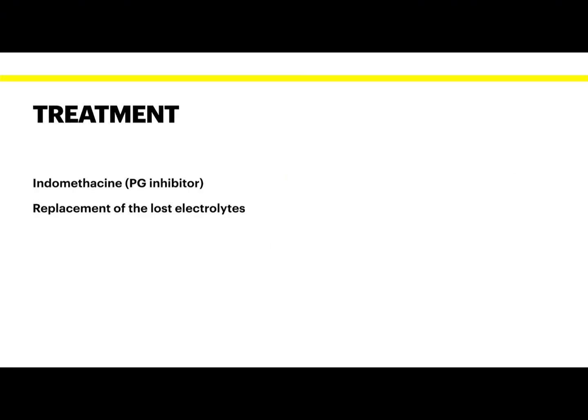The treatment of Bartter syndrome is indomethacin, which we typically use in patent ductus arteriosus and also in headaches like migraine. It is not the typical treatment of renal tubular defects, but in Bartter syndrome, there will be raised levels of prostaglandin. So if we use prostaglandin inhibitors, we will find a better outcome. And also we can use replacement of the lost electrolytes, as different electrolytes are lost.